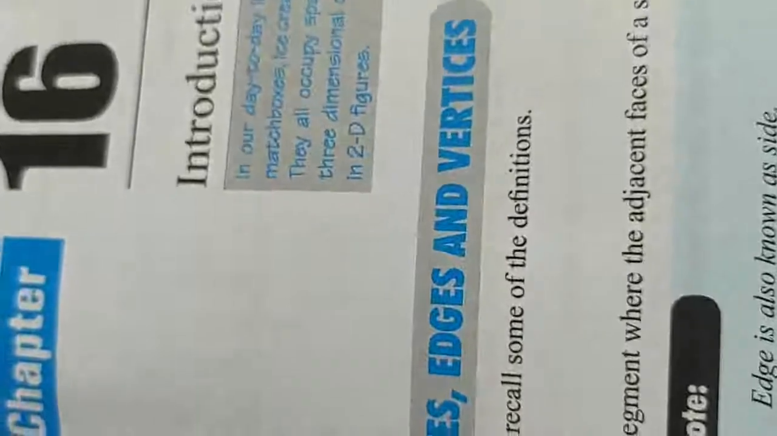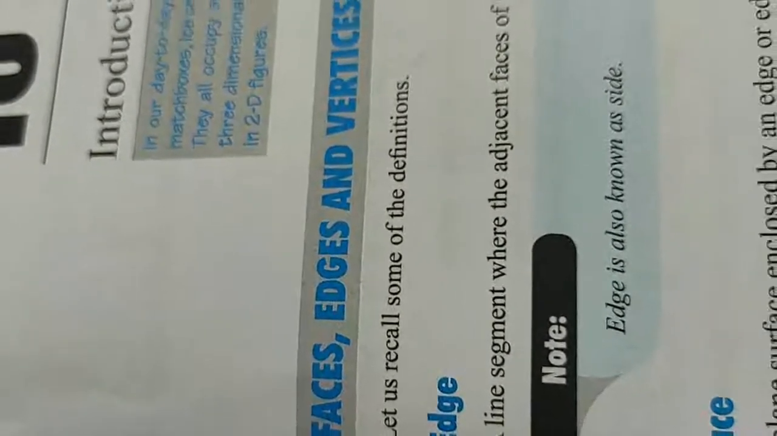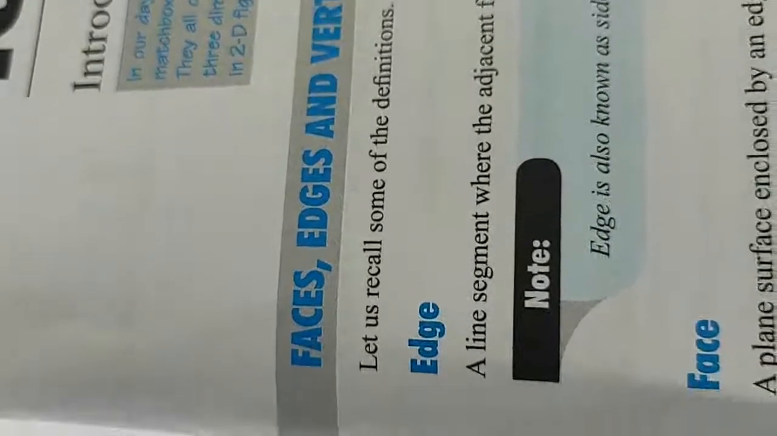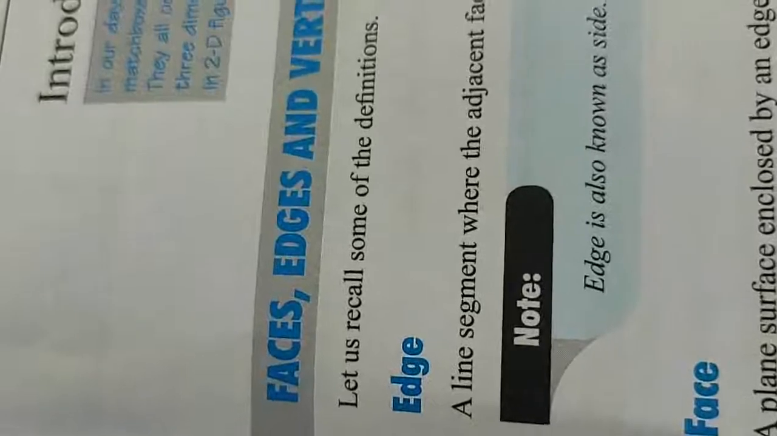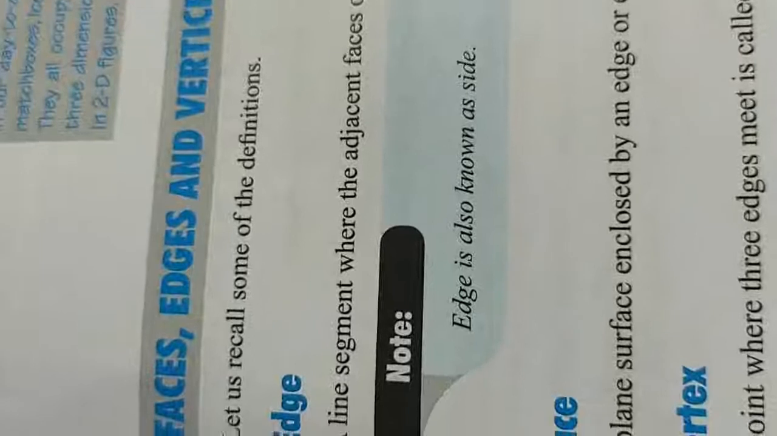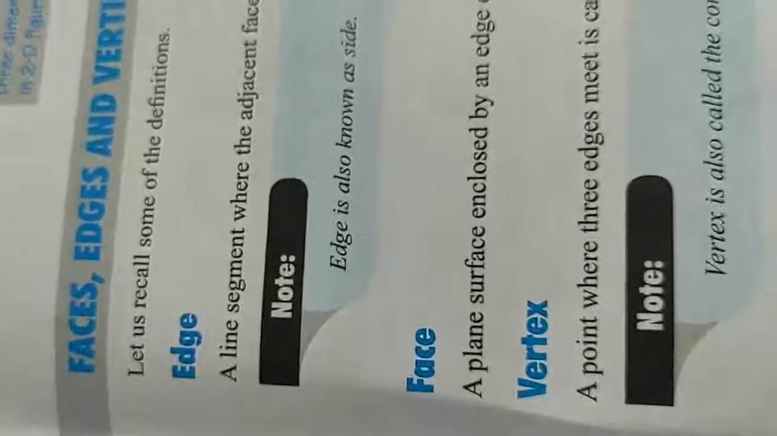First, we will read about faces, edges, and vertices. Plural of vertex is called vertices. Edge. A line segment where the adjacent faces of solid intersect is called an edge. Edge is also known as side. Face. A plane surface enclosed by an edge or edges is called face. Vertex. A point where three edges meet is called a vertex. Vertex is also called the corner of the solid.